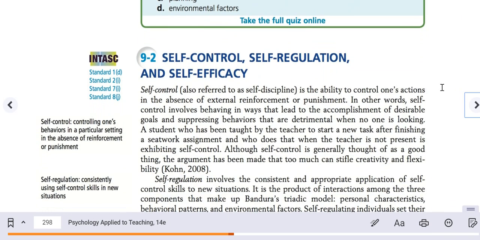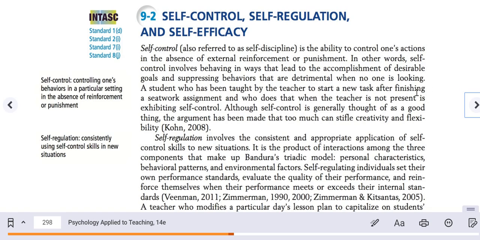Self-control, self-regulation, and self-efficacy. Self-control, also referred to as self-discipline, is the ability to control one's actions in the absence of external reinforcement or punishment. In other words, self-control involves behaving in ways that lead to the accomplishment of desirable goals and suppressing behaviors that are detrimental when no one is looking.